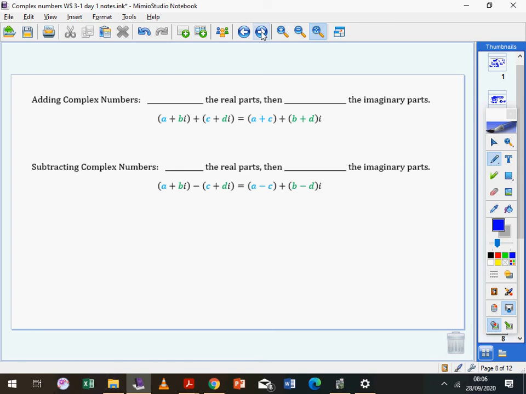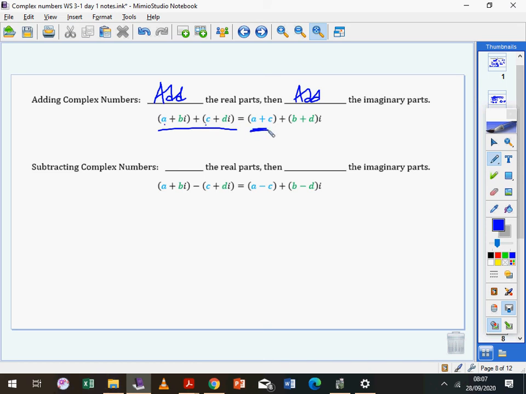So we can do arithmetic operations on complex numbers, including addition, subtraction, multiplication, and division. When I'm adding complex numbers, I just need to add the real parts together, like collecting like terms, and then add the imaginary parts together. If these are my two complex numbers, the real parts are A and C, which are in blue. I add them together, they form one number.